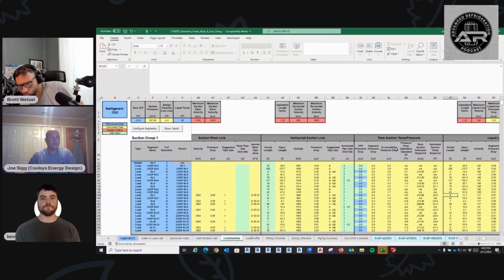You can see here that it tells you at the end of each circuit. This tool is intelligent enough to tell you what the saturated suction temp required will be for that circuit. Okay. And if you look up here, you see your rack saturated suction temp is minus 22.